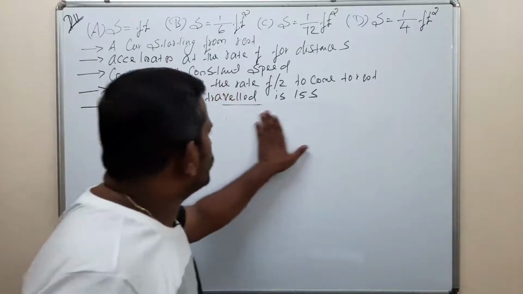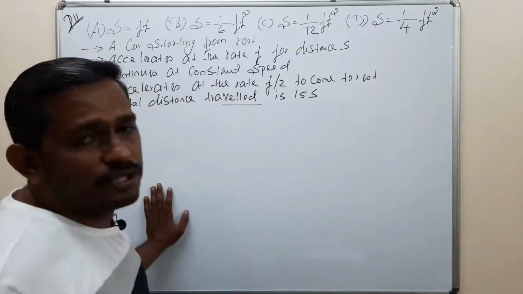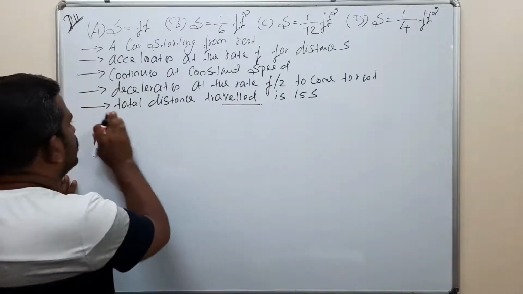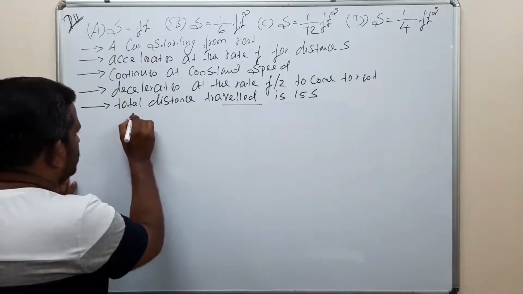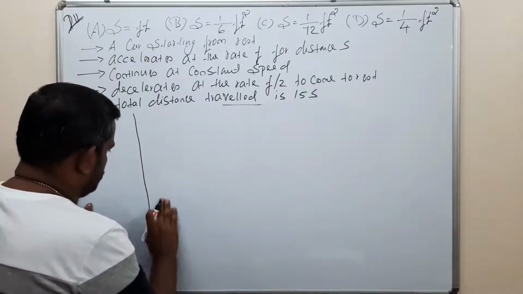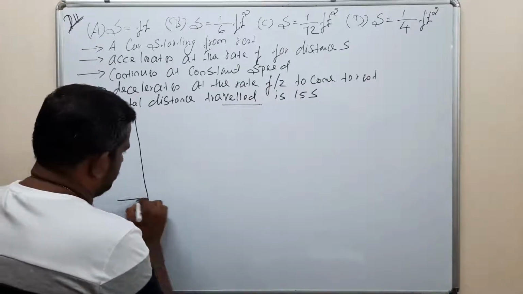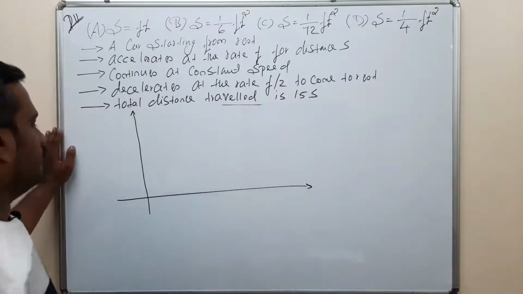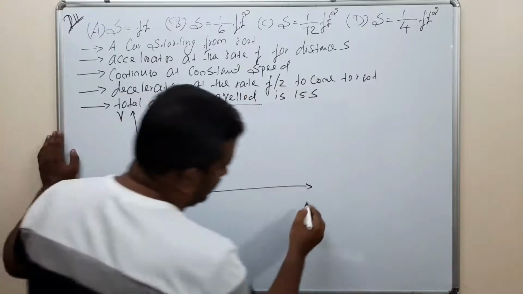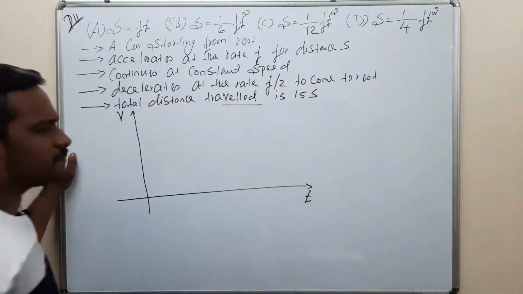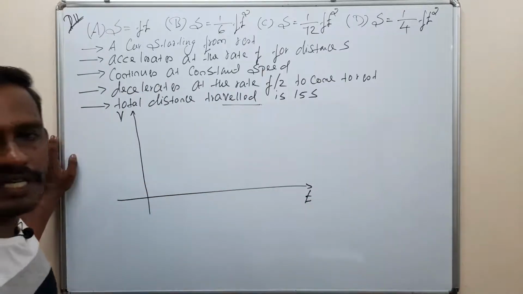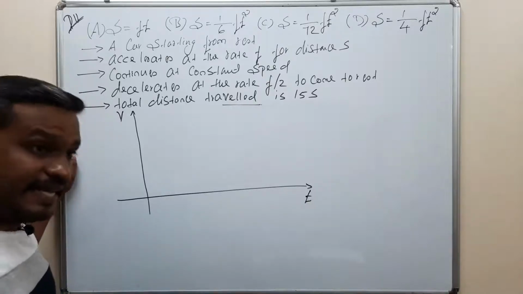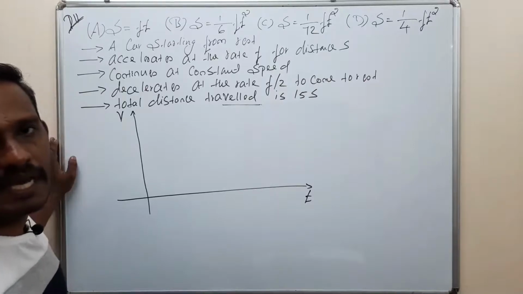So what I am going to do for this question is draw the velocity time graph for this motion of the car. We know that the slope of the velocity time graph gives the acceleration, and the area under the velocity time graph gives the displacement.